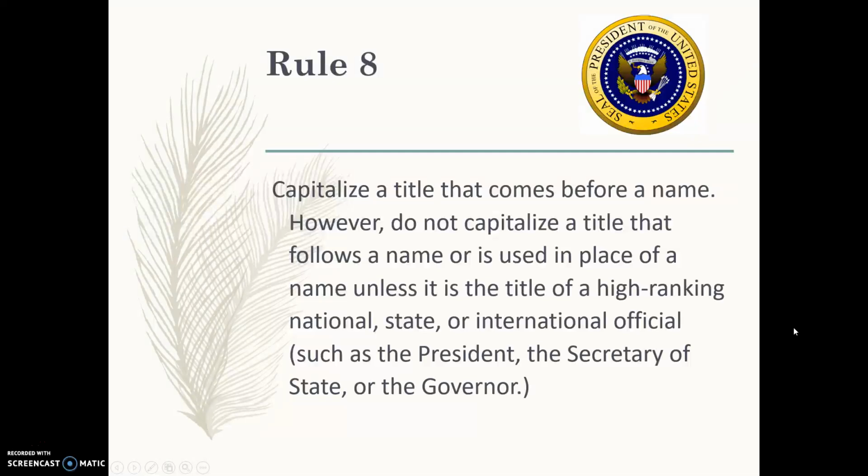Rule 8. Capitalize the title that comes before a name. However, do not capitalize the title that follows a name or is used in the place of a name unless it is the title of a high-ranking national, state, or international official, such as President, Secretary of State, or Governor.